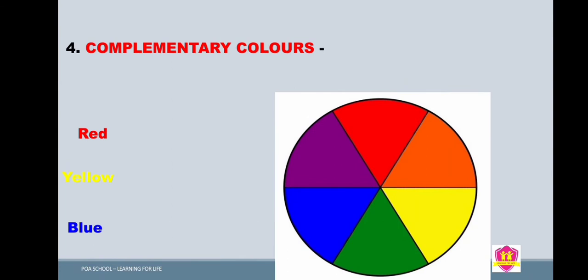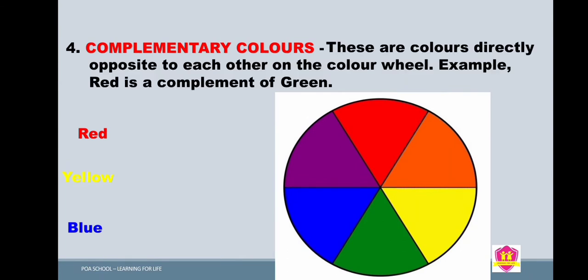The 4th one is complementary colors. When you talk of complementary colors, these are colors directly opposite to each other on a color wheel. What we see below is a 6-point color wheel. We have a combination of primary colors and secondary colors which makes the 6-point color wheel. A typical example is red is a complement of green, which means when you look at where red is positioned, the color opposite to it is green. So we say red is a complement of green, which is the very first one we have here.